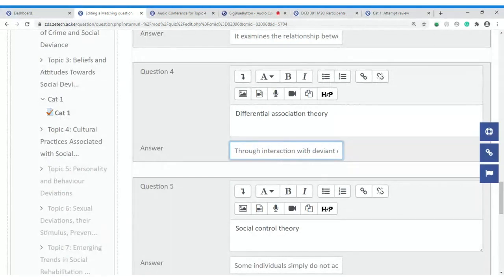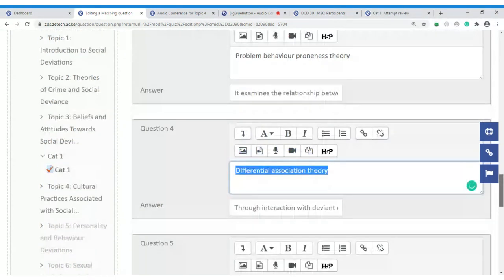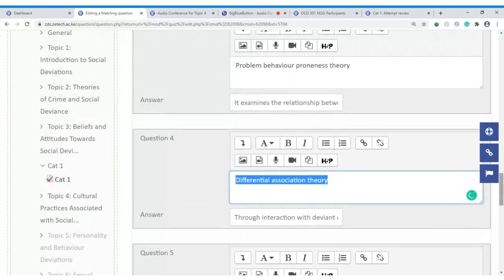Differential association theory. Through interaction with others who have bad behavior, individuals learn those bad behaviors, those bad values, attitudes and techniques, and it motivates them to engage in criminal and deviant behavior. So we are just saying that in differential association theory, when you interact with the wrong people, more often than not you start behaving in a wrong way.